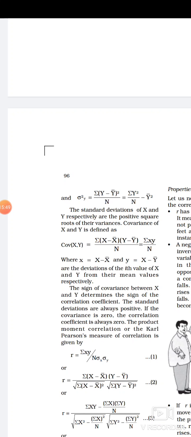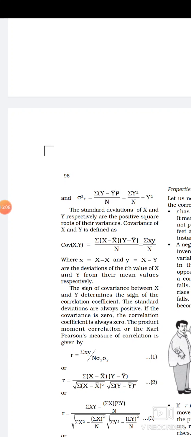The sign of covariance between x and y determines the sign of the correlation coefficient. The standard deviations are always positive. If the covariance is 0, the correlation coefficient is always 0.